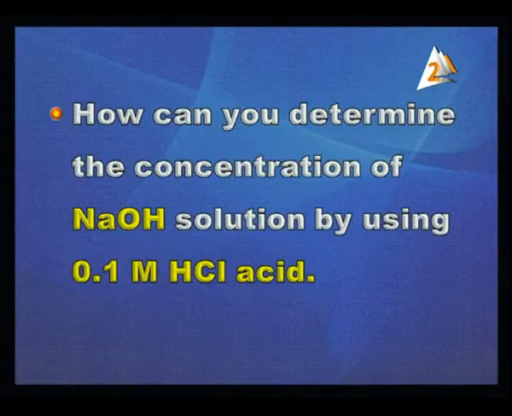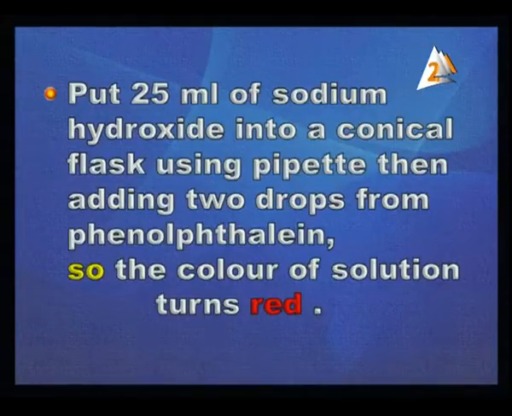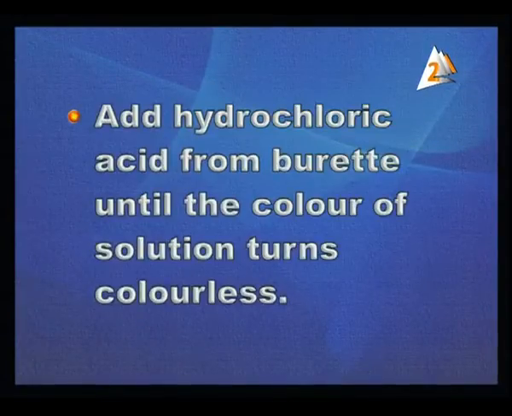The other one, when I say, how can you determine the concentration of NaOH solution by using 0.1 M HCl acid? Oh, how can you do that? We can say you put about 25 milliliters of sodium hydroxide into a conical flask using a pipette, then add 2 drops of phenolphthalein, you remember? So the color directly will be red. Important to know that. Now, you add hydrochloric acid from the burette until the color of the solution turns into what? Colorless. We know that.